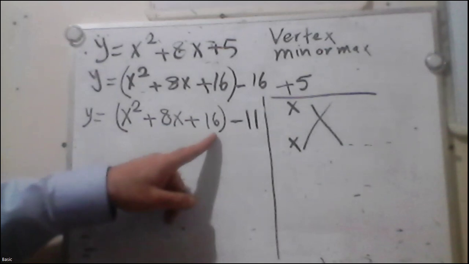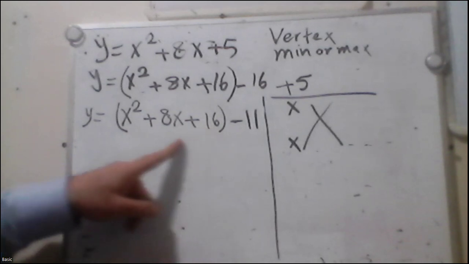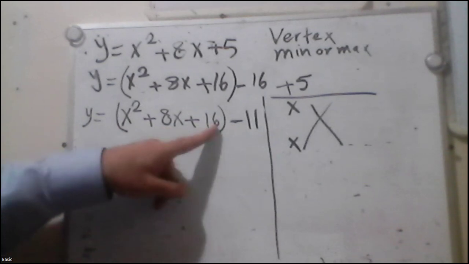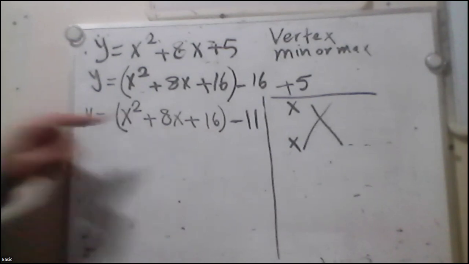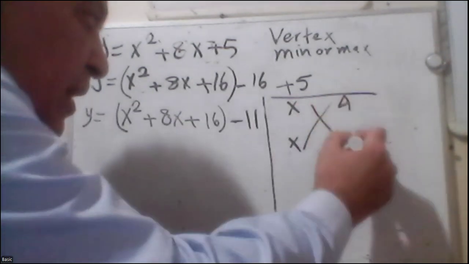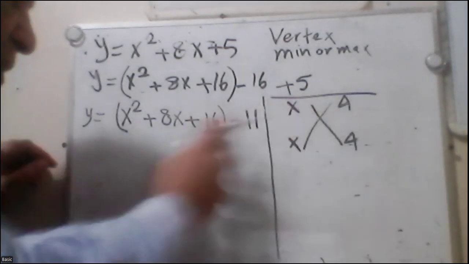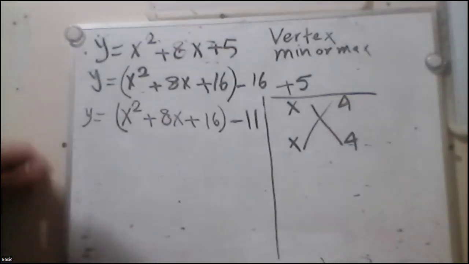What are the two numbers that when I multiply them by each other, give me 16, and when I add them together, give me 8? Simply, it's 4 and 4, because 4 multiplied by 4 gives me 16, and 4 plus 4 gives me 8.